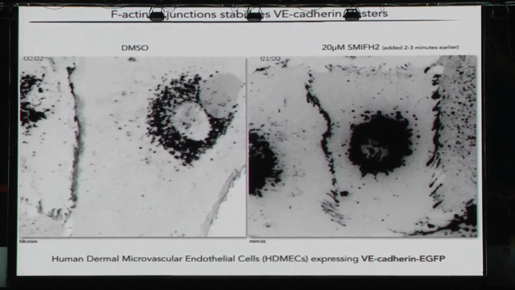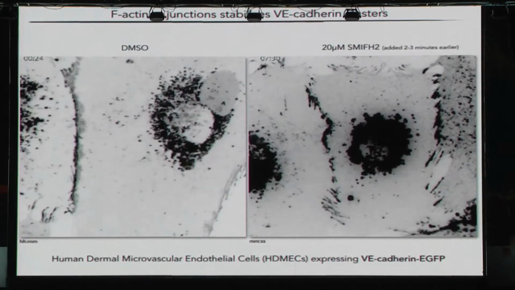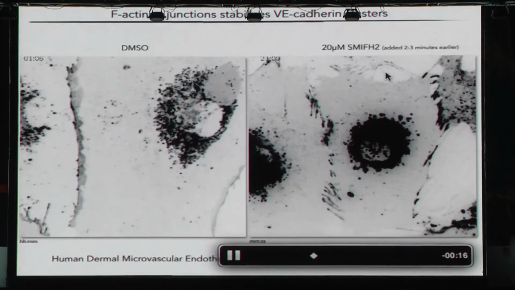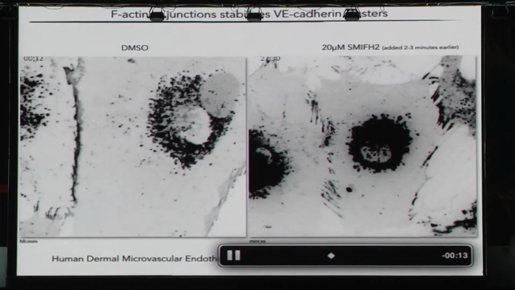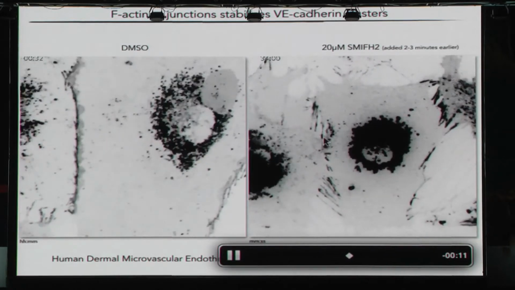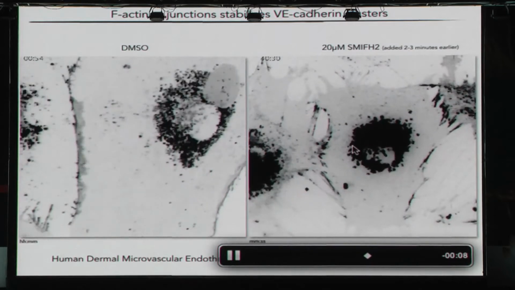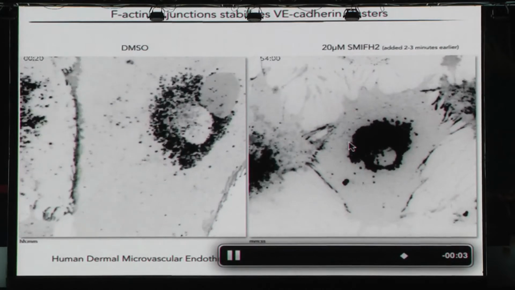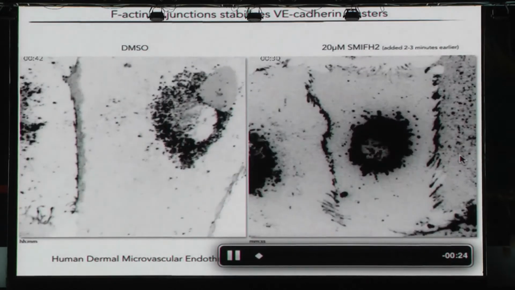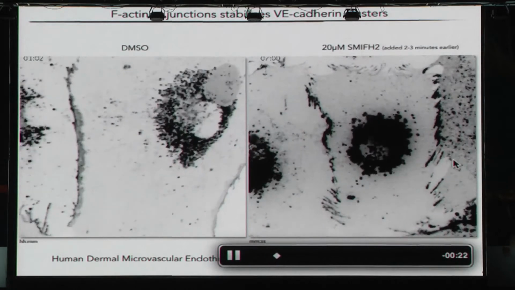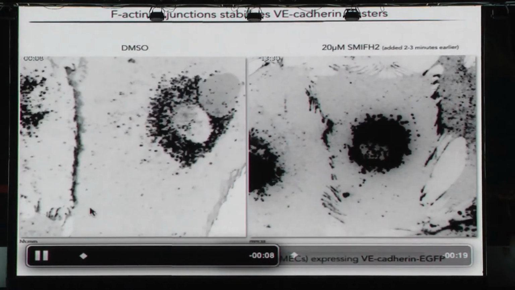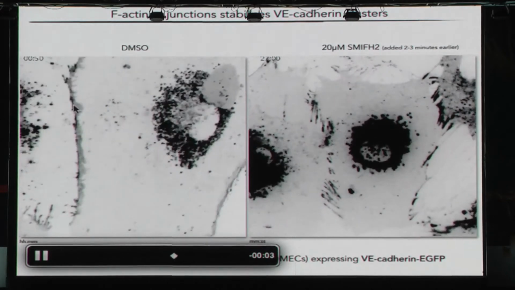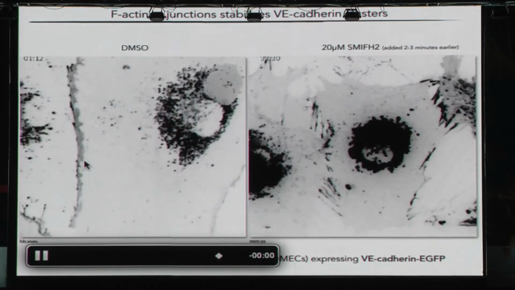And we confirmed this by performing cell culture studies where we inhibited endothelial cells with the drug SMI-FH2. And in black, it shows VE-cadherin at adherens junctions. And I hope you can see that upon inhibition of formin activity, there's destabilization of VE-cadherin clusters, leading to the detachment of endothelial cells from each other. And this is in clear contrast to the control, where you can see that VE-cadherin clusters remain at cell-cell junctions and cells remain attached to each other.